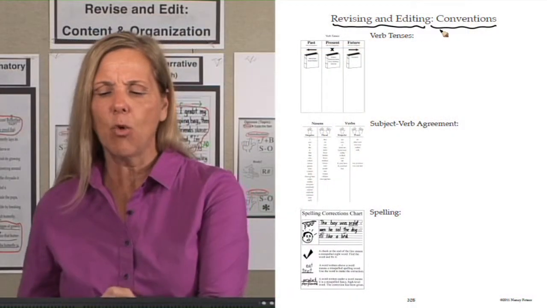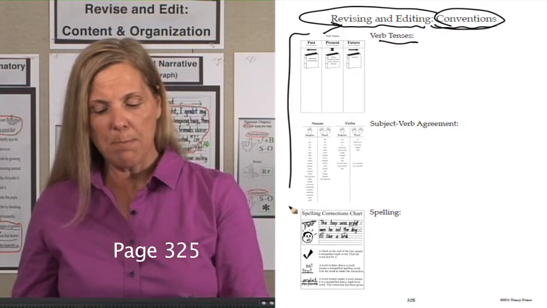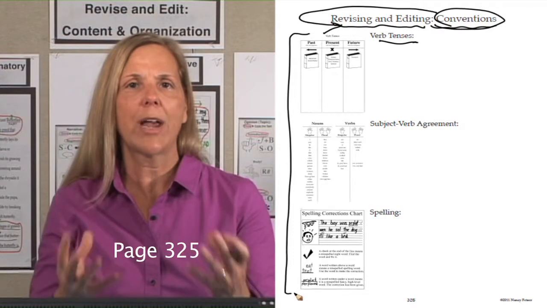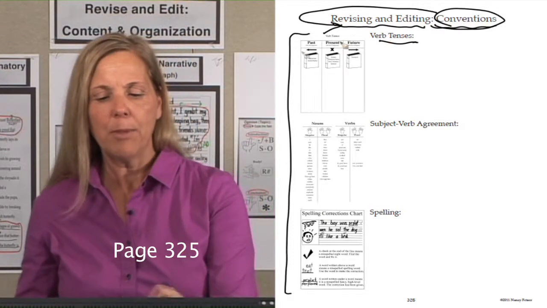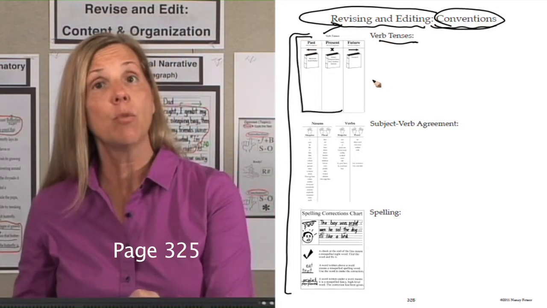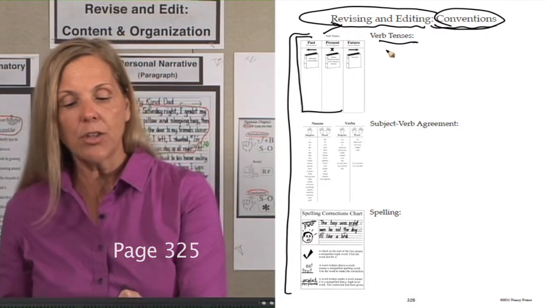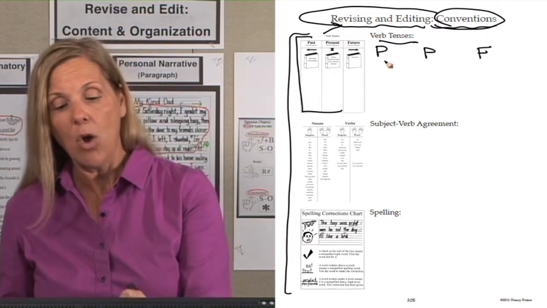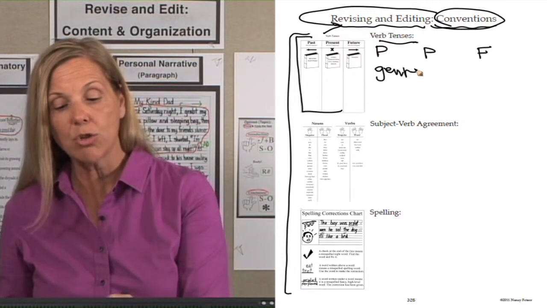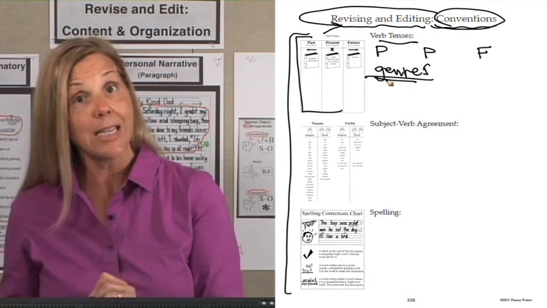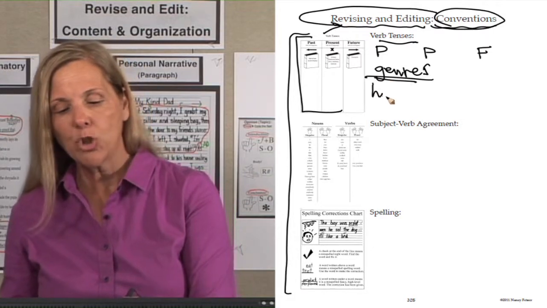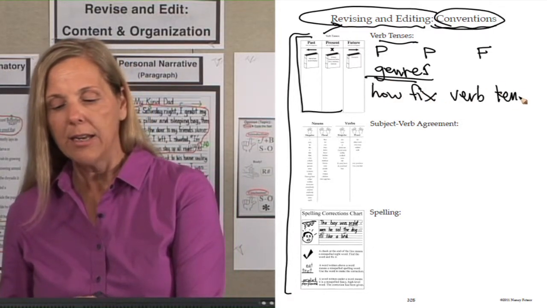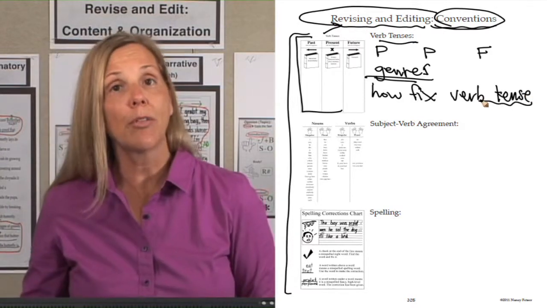Finally, on the next page for conventions, I have 3 activities to remind students how to implement these strategies in their writing. The top picture is an activity that we do for verb choice so that the students learn past, present, and future tenses. Also, the genres that are usually connected to those tenses and how to fix verb tense so that it's consistent throughout their writing.